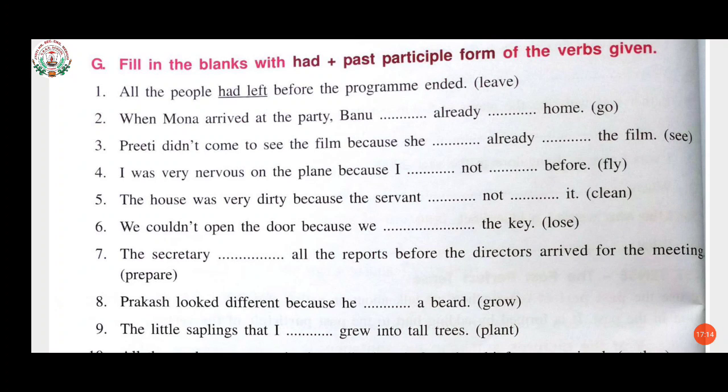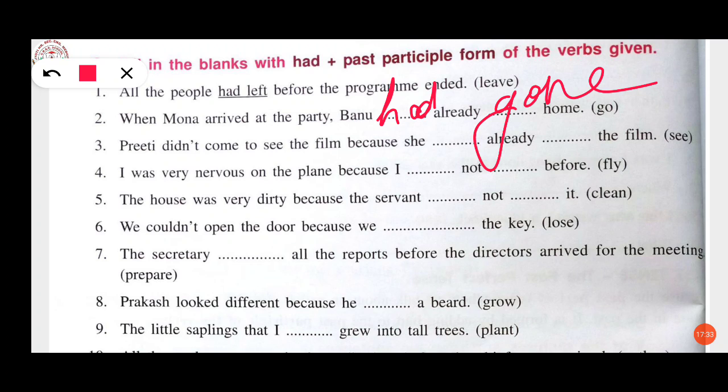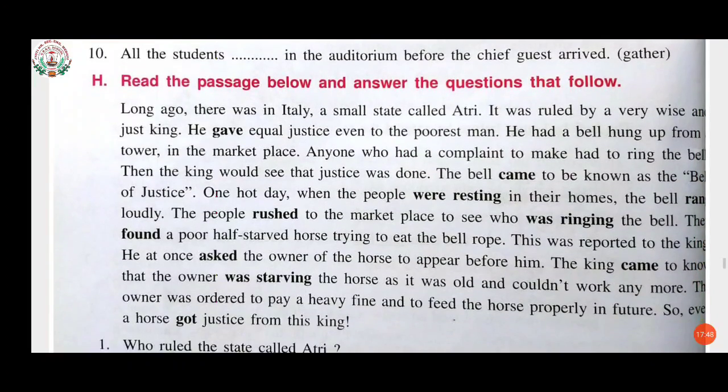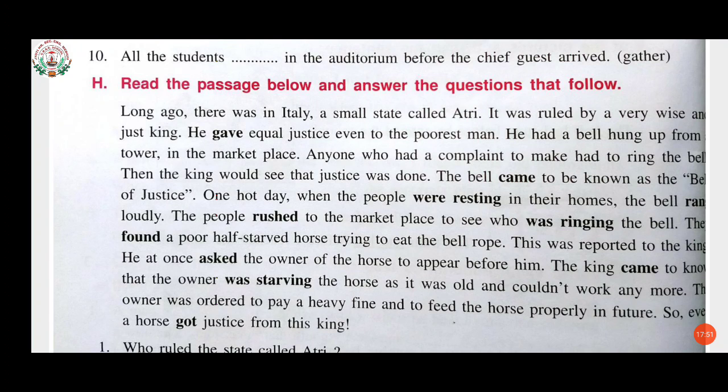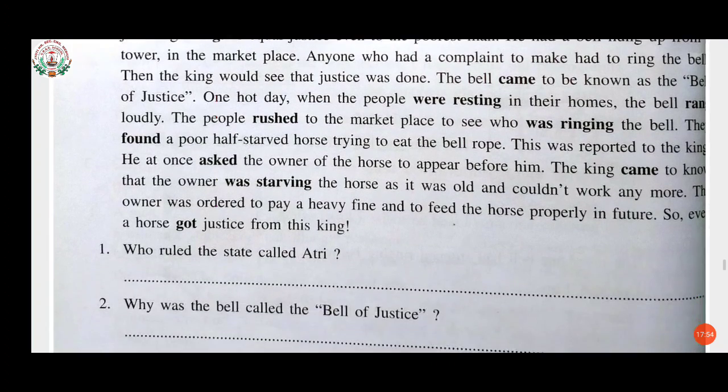Second one, when Mona arrived at the party, Banu dash already dash home. Banu had already, HAD had already, go will change to gone. Banu had already gone home. Third one, Preeti didn't come to see the film because she had already seen the film. Now again students, this passage, as you know that you have to try it by your own. So try it by yourself.